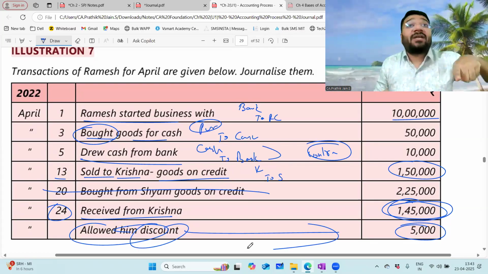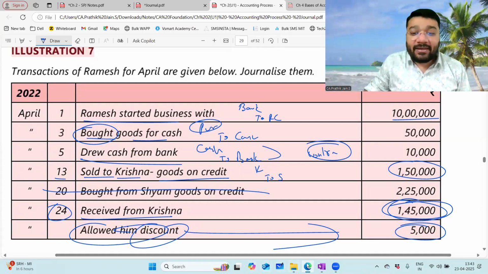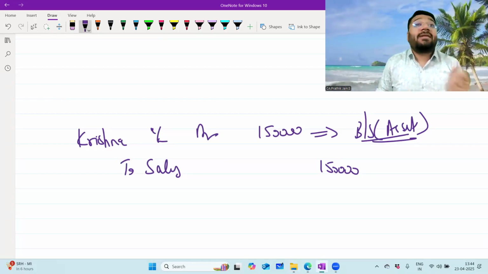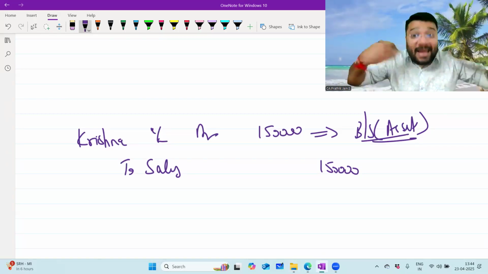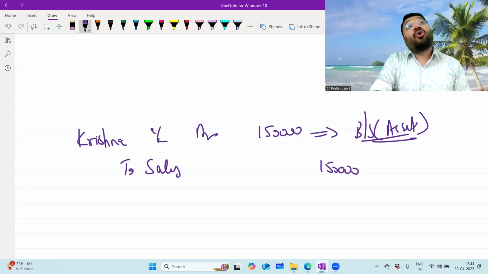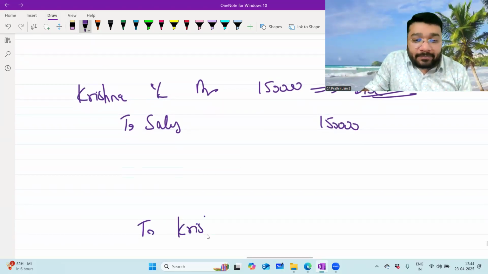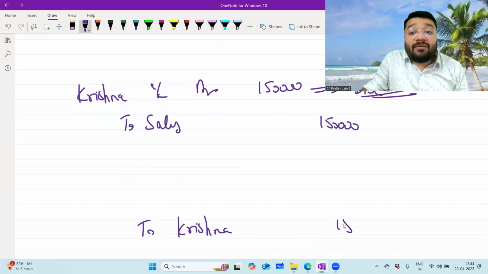So now close Krishna's account by entering 150. Krishna is an asset. Asset is what balance? Debit balance. To create an asset, you gave a debit. To close an asset, credit. So if I put 2 Krishna in credit, do you have any problem? If I record 150, any problem?